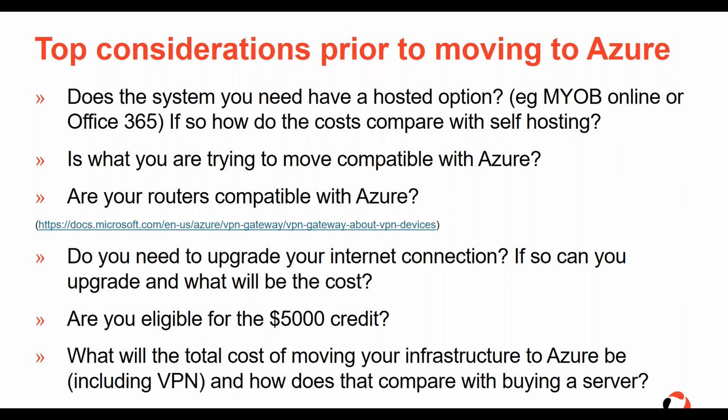And are your routers compatible? So if you've got a 5-year-old router in your office and you're looking at setting up a site-to-site VPN with Azure, I would suggest that you probably need to replace that and make sure it's compatible with Azure. But a lot of the stuff that you get from connecting up, like the Cisco routers and those sort of things, are all compatible. So a lot of the recent ones are compatible. But have a look at that link there.